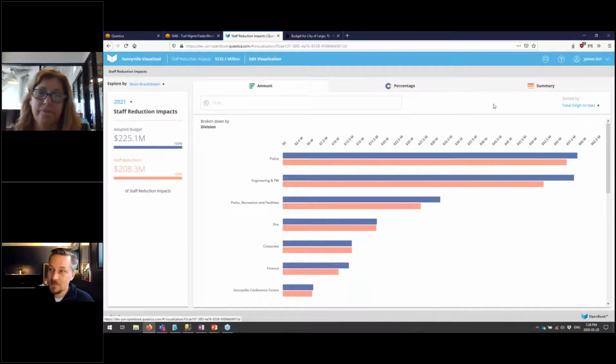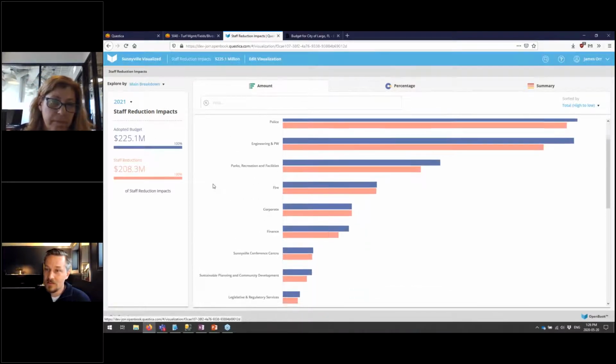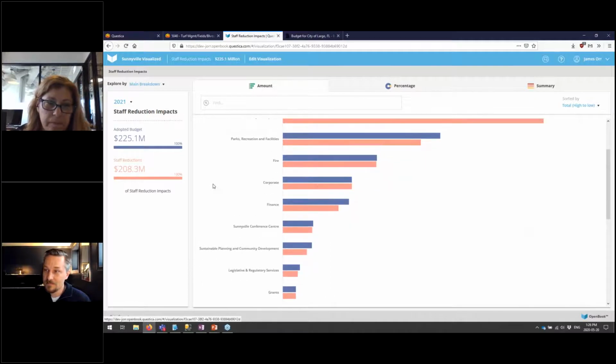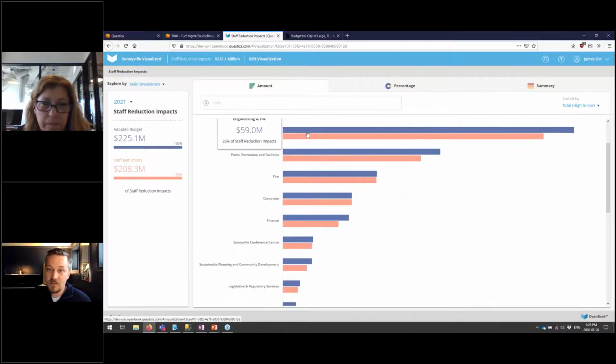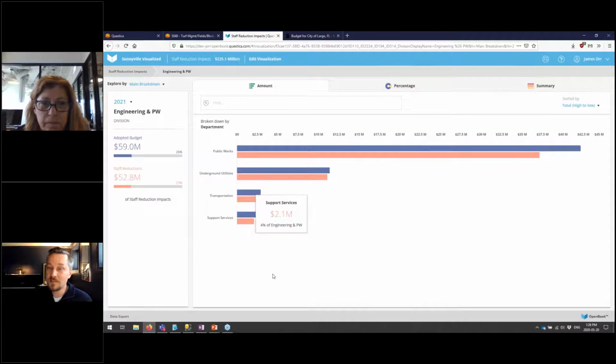And now we're comparing the before and after of the budget with the reduction. So again, here are those same numbers. Our adopted was 225.1, but with the staff reductions down to 208. And we can see which departments were the biggest hits. Quite a bit came off engineering and public works, and we can click to drill down into this information.